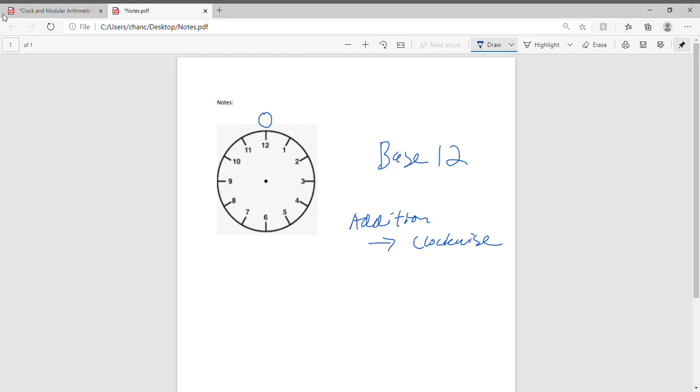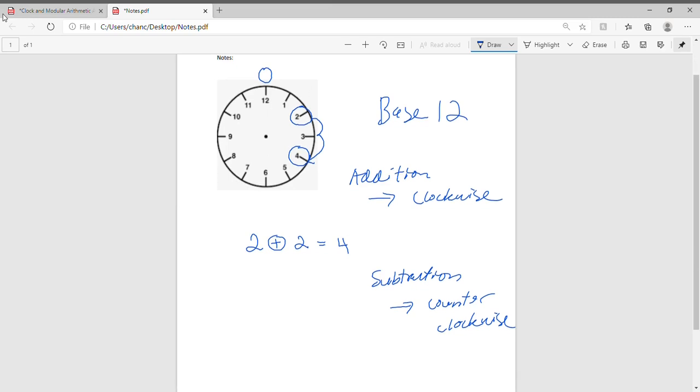For example, if I start at 2 and I add 2 to it, I would go 1, 2, and end up at 4. So 2 plus 2 in the clock system is equal to 4. If I were to do subtraction, that implies I need to do counterclockwise.